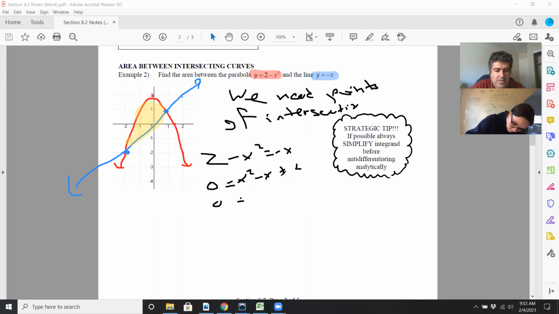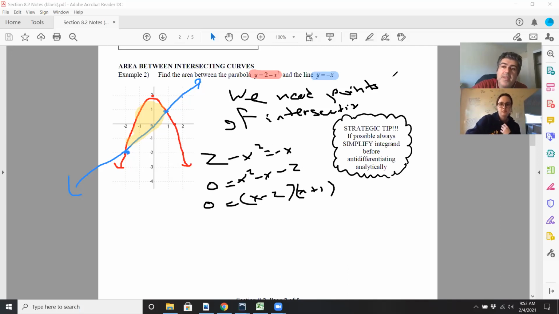This minus 2. Yikes. Go back. Wait. Did I make a mistake? Oh, I did make a mistake. Someone's correcting me. Yeah, I graphed the wrong line. Awesome.